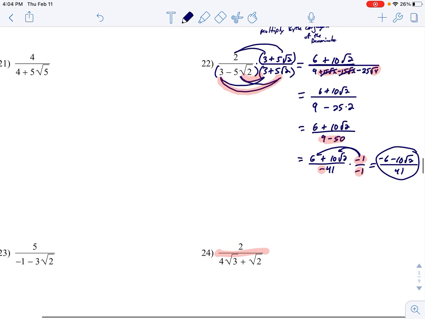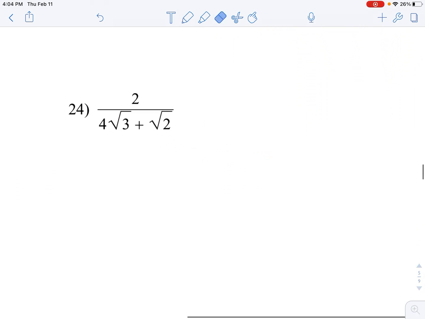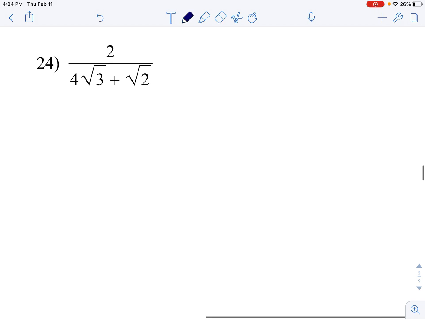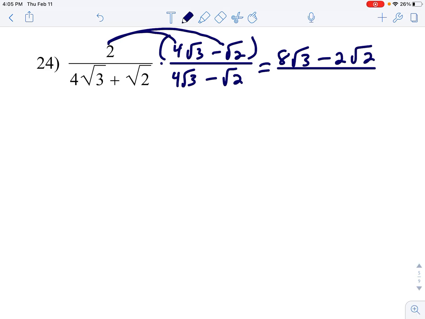All right, let's do 24. 24 is just another one like 22 because it's such a brand new, complicated process. A little extra practice is good. So we need to multiply this by the conjugate. The conjugate is going to be 4 square root of 3 minus square root of 2. And then you have to do the same thing on top. The top is the easy part. I'm going to do that first. So I need to distribute 2 here. That's 8 square root of 3. And 2 here. That's going to be minus 2 square root of 2.